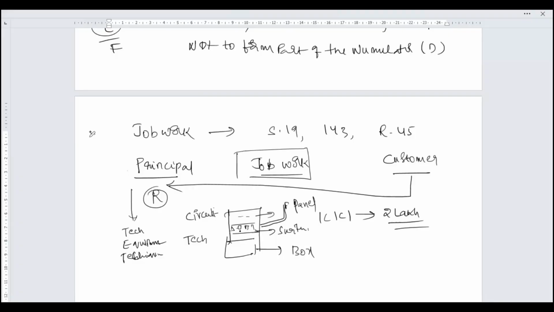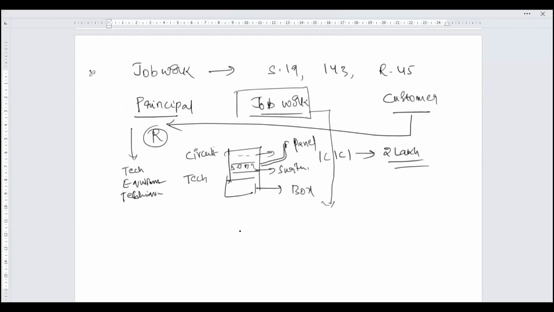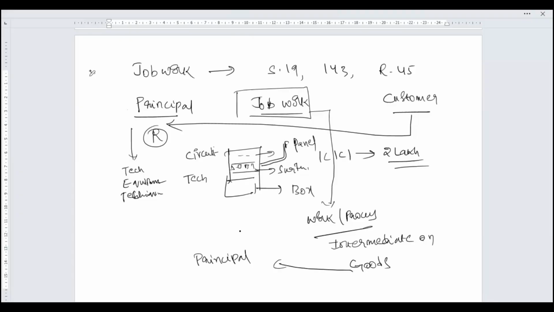So this job worker is a fellow who does work or process, which is called intermediate process, on goods. These goods belong to a principal. These goods belong to a principal. Let's look at this definition of job work, which is defined in your GST law.